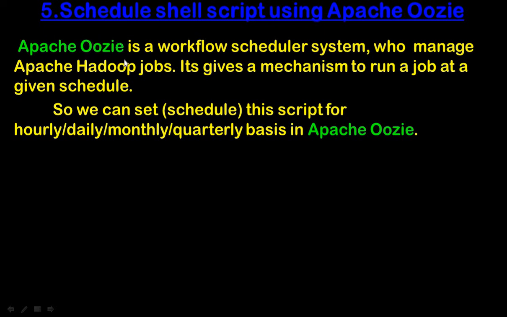So by using Apache Oozie, we can set this script to run hourly, daily, monthly, or quarterly, any of these times as we need. We are not going to set this script in Apache Oozie because we have not studied Apache Oozie yet.